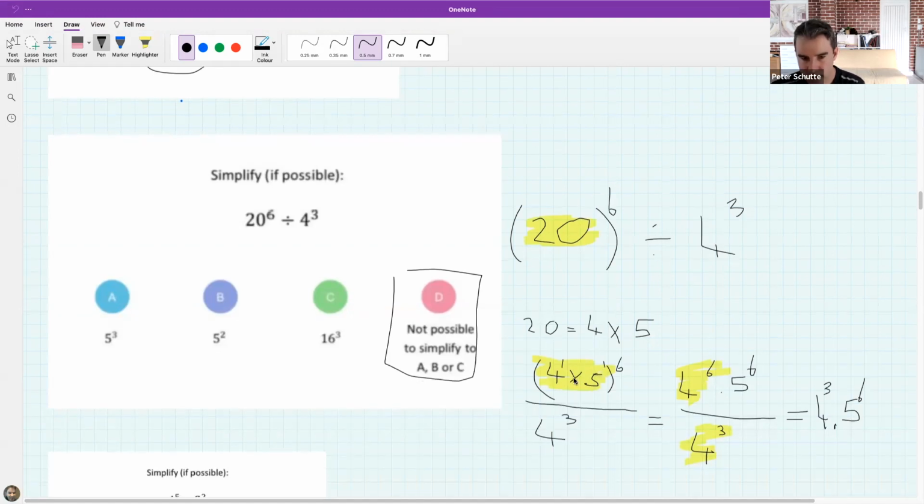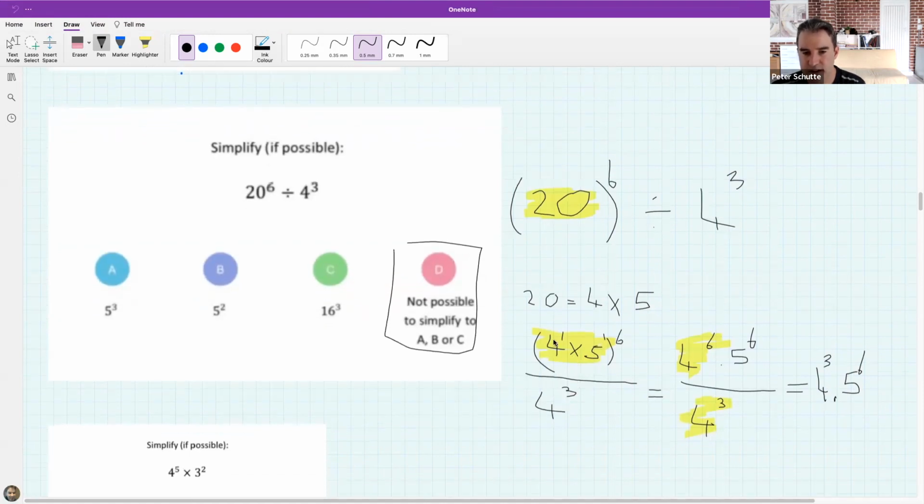Okay, now give me a thumbs up if you understand how I got from the 4 times 5 to the power of 6 to 4 to the 6 times 5 to the 6. So basically, do you understand how I got this bit? Give me a thumbs up for that.